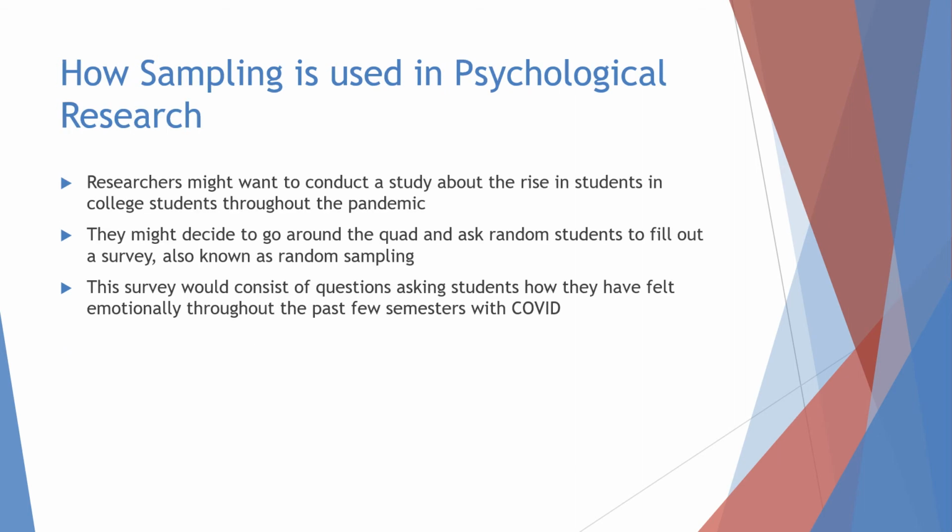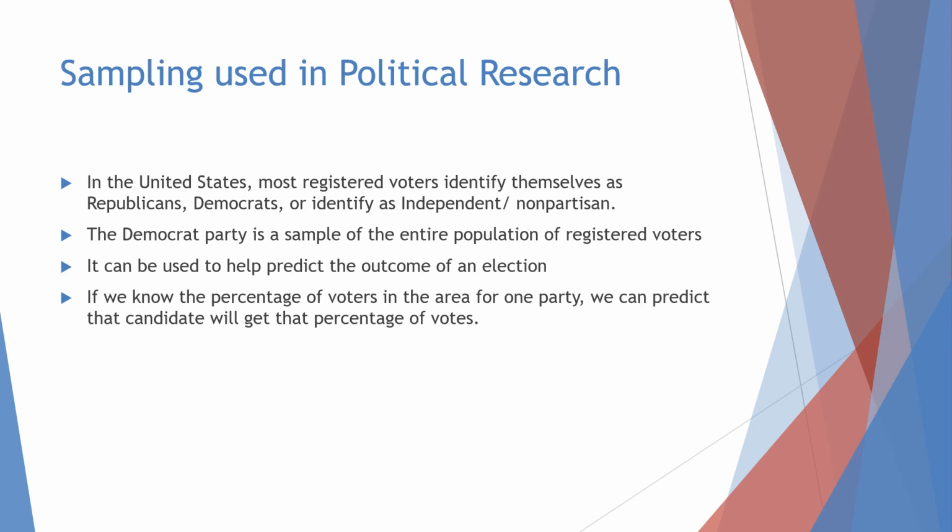How sampling is used in psychological research. Researchers might want to conduct a study about the rise in anxiety levels in college students throughout the pandemic. They might decide to go around the quad and ask random students to fill out a survey. This is known as random sampling because every student that walks by has an equal chance of being selected. This survey would consist of questions asking students how they felt emotionally throughout the past few semesters with COVID.